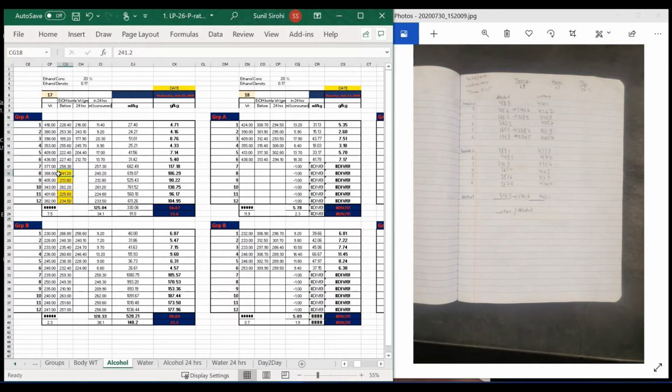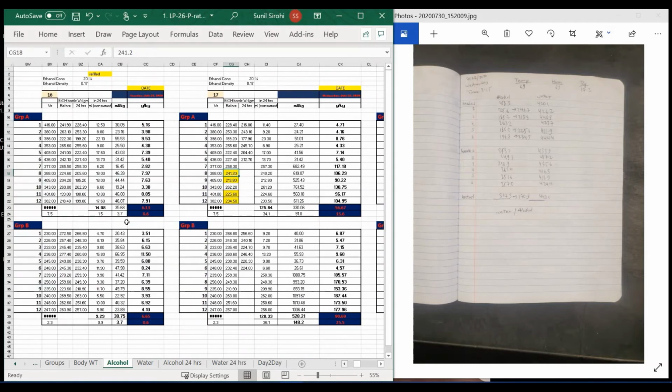So now you see that Krishna has highlighted these numbers, because anytime this number goes below 210 or something, we refill it. So the number that comes here is the refill number, not the previous day number, because the previous day number is important to calculate how much they consumed at the earlier time point. You see that?